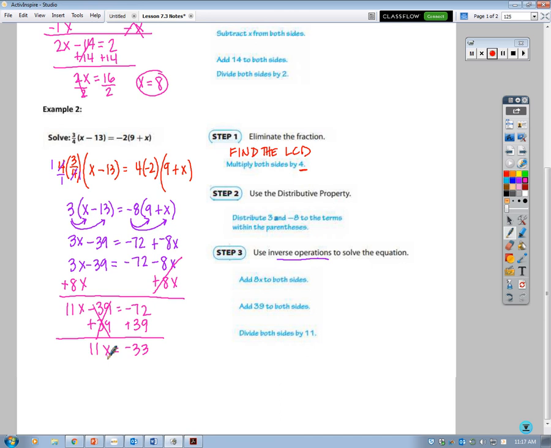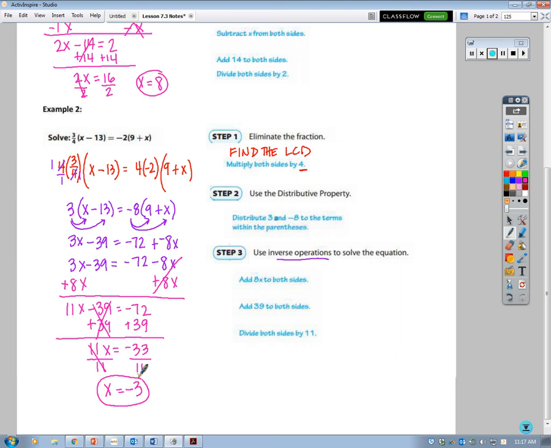I've got 11 times something equals negative 33. So I need to divide because that's my inverse. Divide by 11. Divide by 11. This cancels out. I've got x equals negative 33 divided by 11, which is negative 3. So my solution is x equals negative 3.